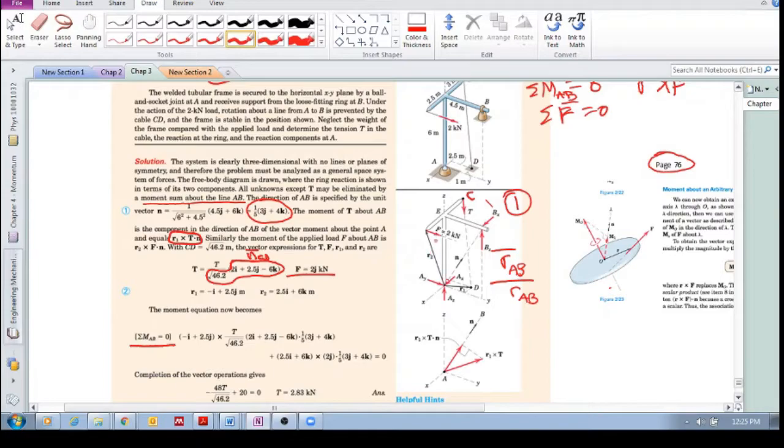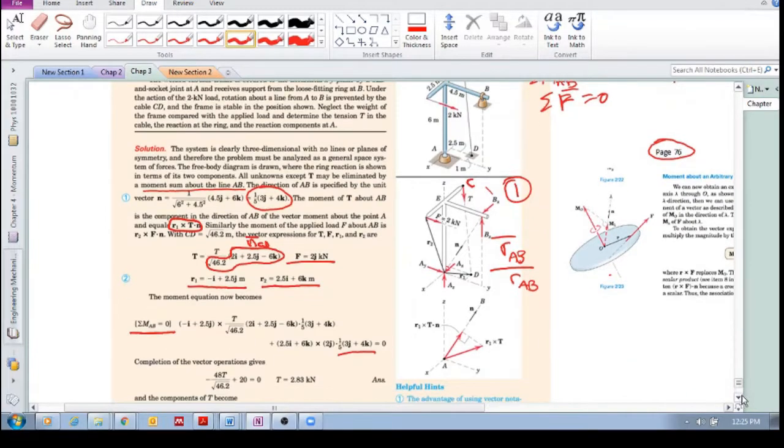We calculate our position vector. Make sure that you can get this. There's our position vector R2. There's R1 and R2. And we say R2 cross F. Okay, that gives us our moment of that force about point A. But now we need to dot it with the unit vector AB, and we set that equal to 0. So we've taken the sum of the moments about that AB axis.